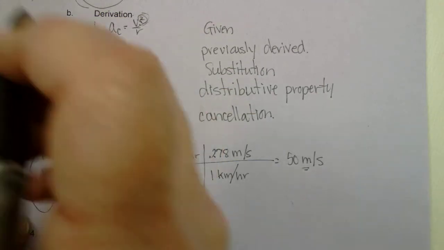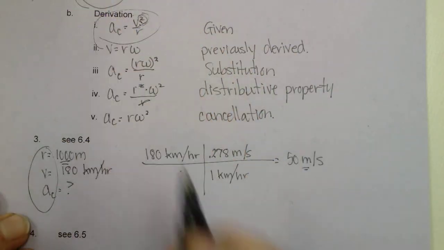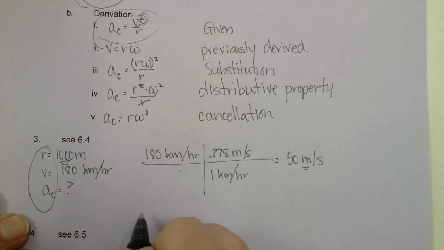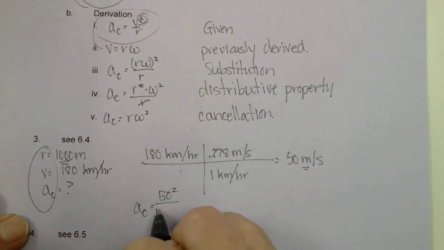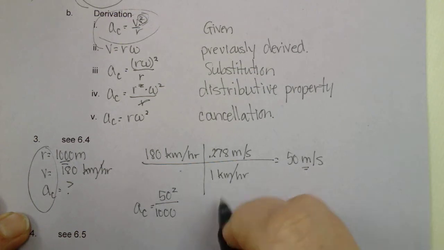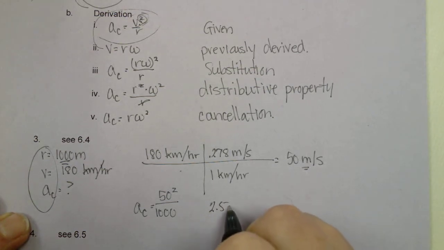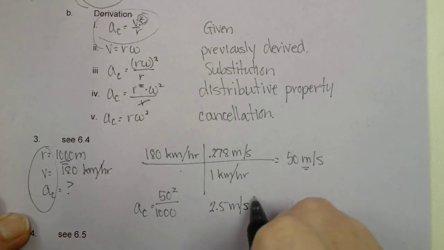I have a formula that works for that. This is the formula. And I'm going to go ahead and put that in. A sub c is equal to 50 squared all over 1,000. Do the math on it and you end up with 2.5 meters per second squared.